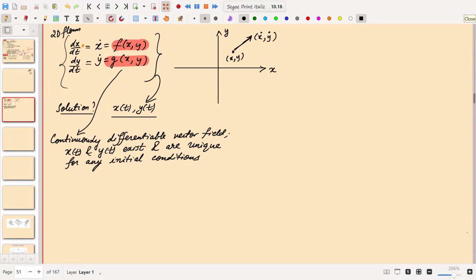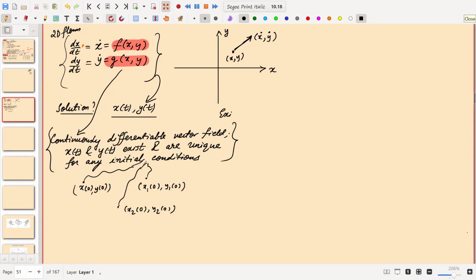So for example, in this system you start with any initial condition x naught and y naught. Any initial condition, it doesn't matter, as long as the right hand sides f and g are continuously differentiable. The solutions to this flow will always be unique. The flow can be like this, but eventually they will point to the same solution. This is one of the most important theorems, on existence and uniqueness. I hope you remember this.